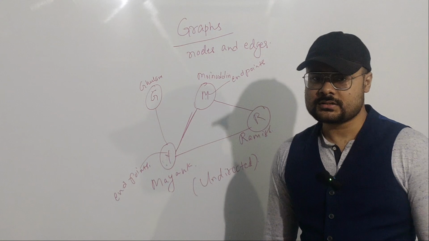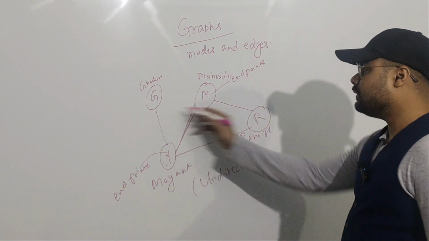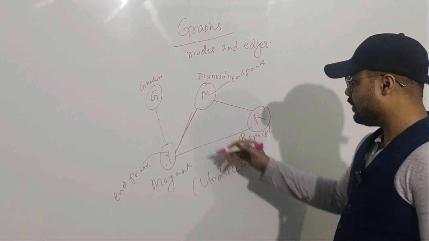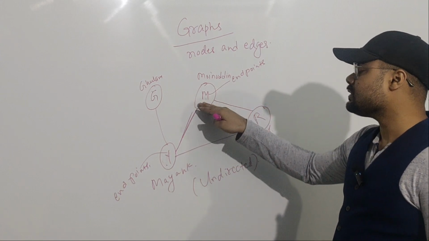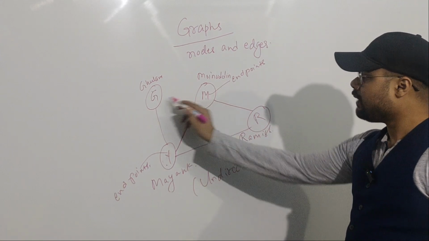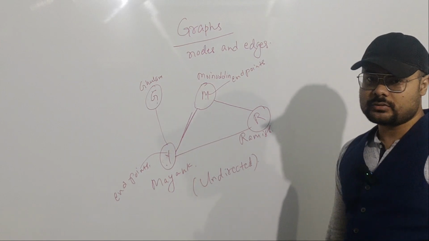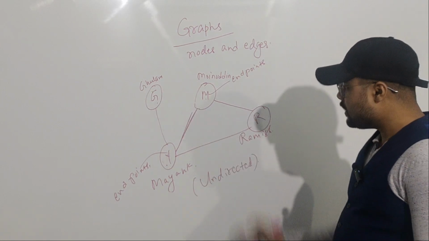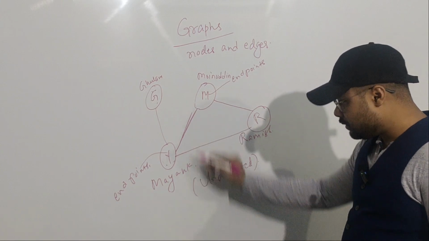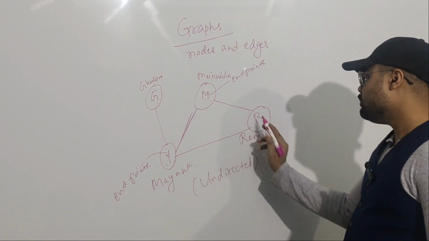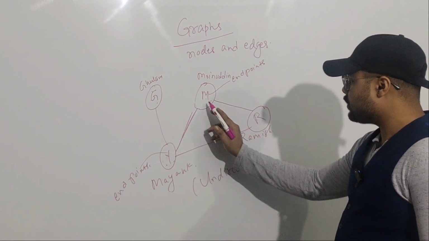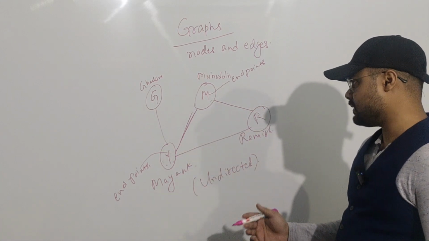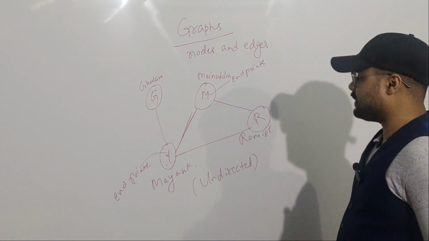What are adjacent vertices? There are a lot of vertices in a given graph. Out of all the nodes, for a given node, what are the nodes that are adjacent to it? Like M and G, they are not adjacent to each other because they are not connected through any edge. But M is connected to Y through an edge, and M is connected to R through an edge. So M and Y are adjacent vertices, and M and R are adjacent vertices.